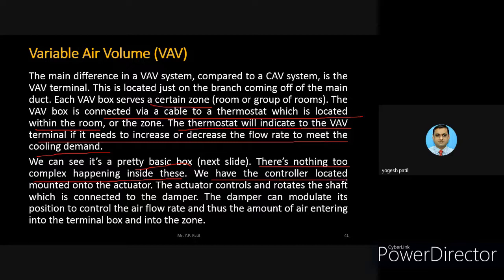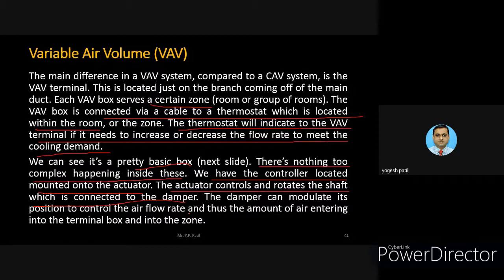There is a controller also mounted on that actuator. The actuator controls and rotates the shaft, which can be connected to the damper. The main purpose of that controller box is that the output of that controller is given to the damper.